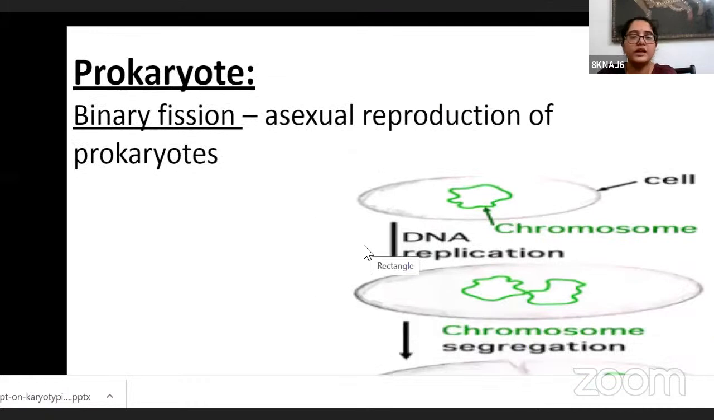So again, in prokaryotes, you get to see that you have only asexual reproduction.